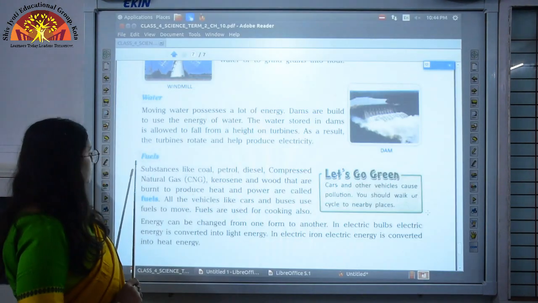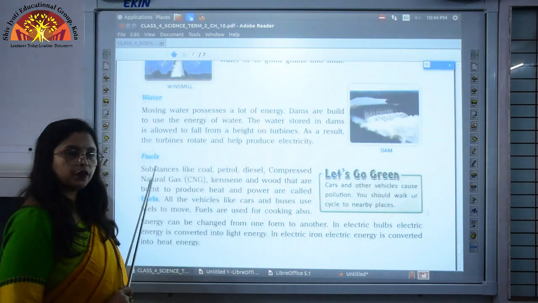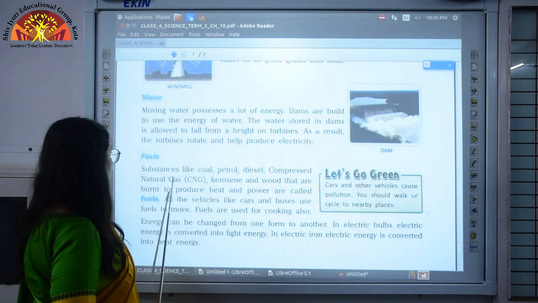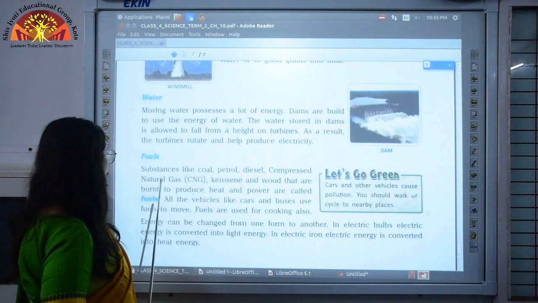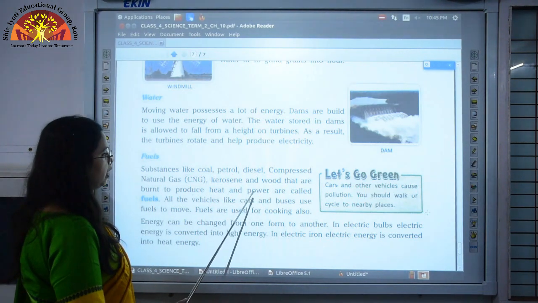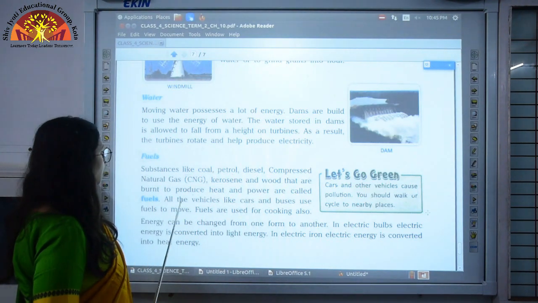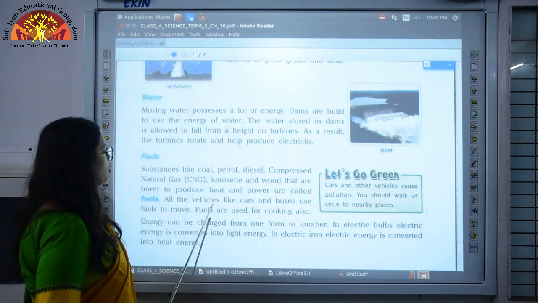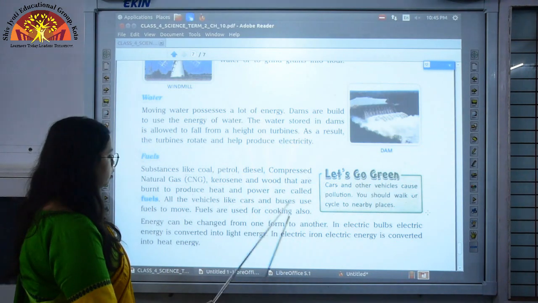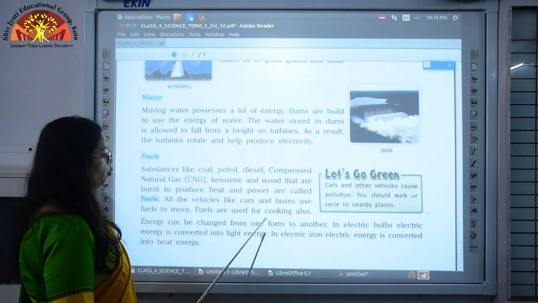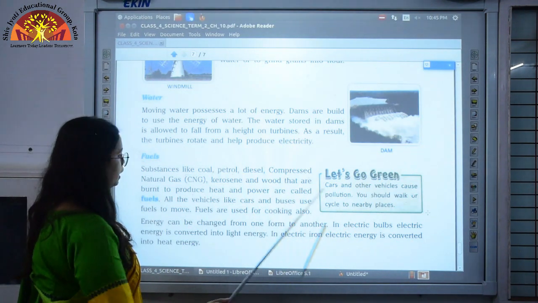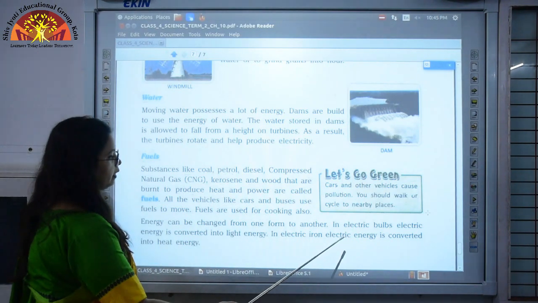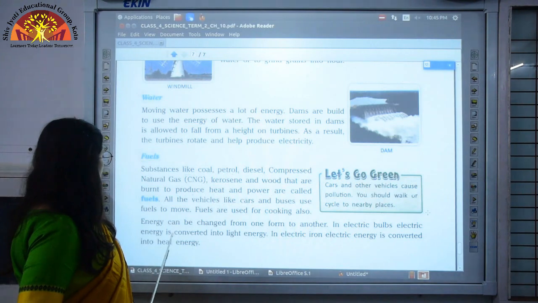Now we come to the next source of energy, that is fuels. Substances like coal, petrol, diesel, compressed natural gas, kerosene and wood that are burnt to produce heat and power are called fuels. All the vehicles like cars and buses use fuels to move. Fuels are used for cooking also. Energy can be changed from one form to another. In electric bulbs, electrical energy is converted into light energy. In electric iron, electric energy is converted to heat energy.